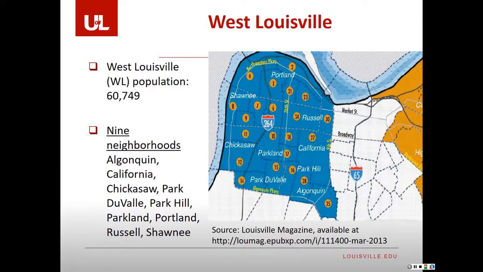Just to provide a little bit of background on West Louisville, it is home to over 60,000 individuals, 78% of whom are African American. West Louisville is made up of 9 neighborhoods that are depicted on the map on the right side.